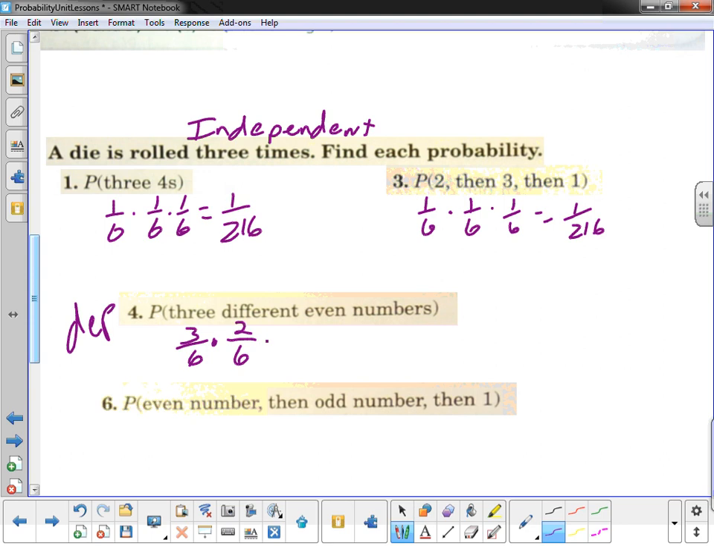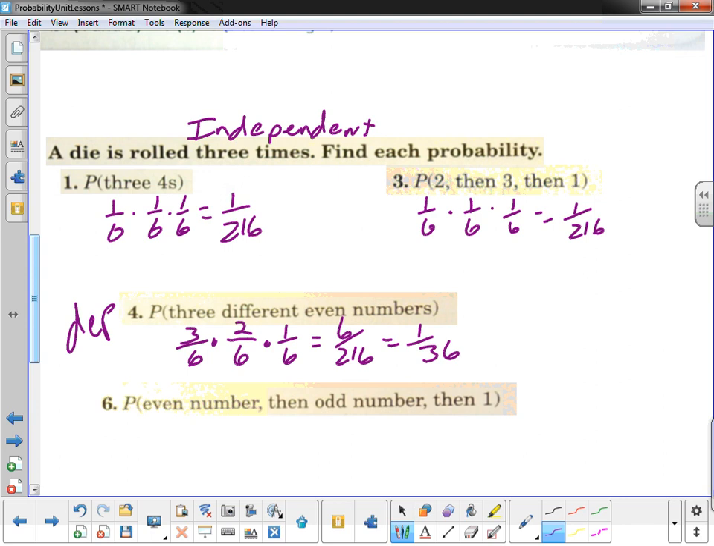Now when I go to the third dice, I get a 1 out of 6. So this is where that dependent part comes into play. In this case, it was dependent. Okay, so I had a 3 out of 6, a 2 out of 6, and a 1 out of 6. That gets me a 6 out of 216, which is a 1 out of 36 possibility.